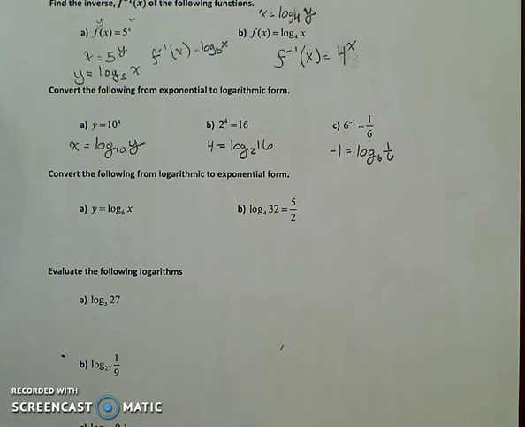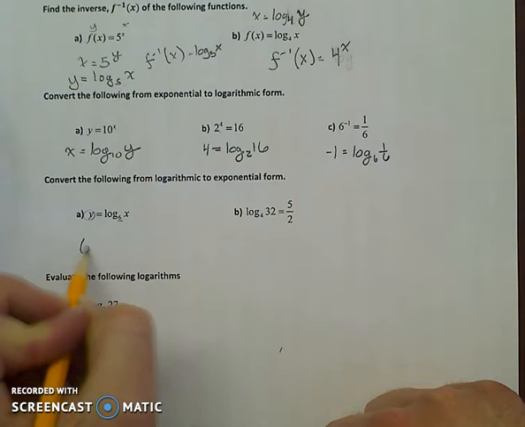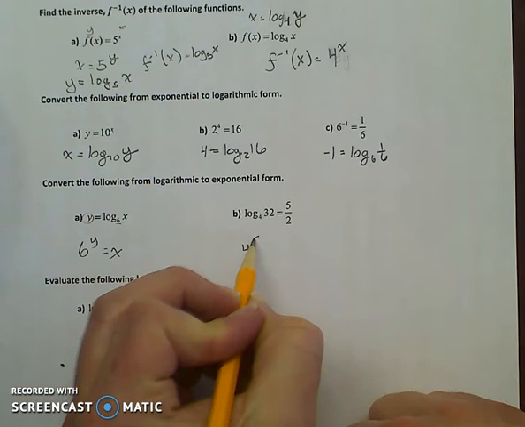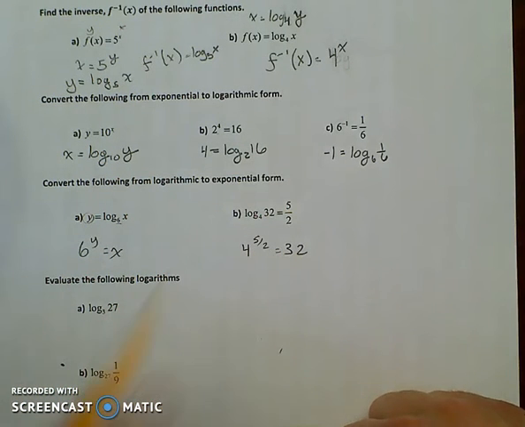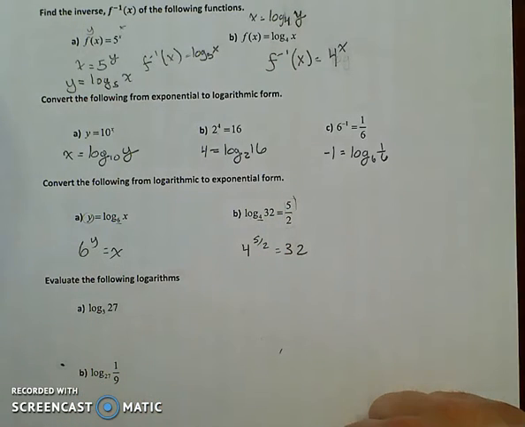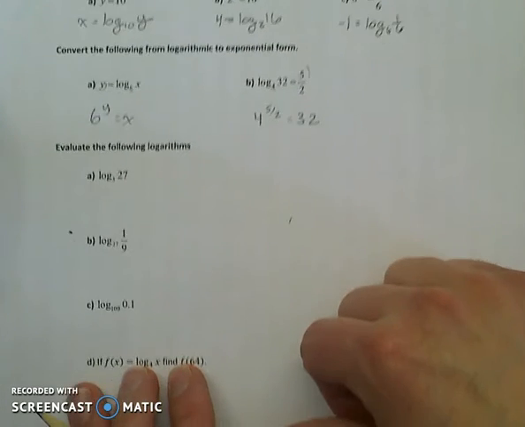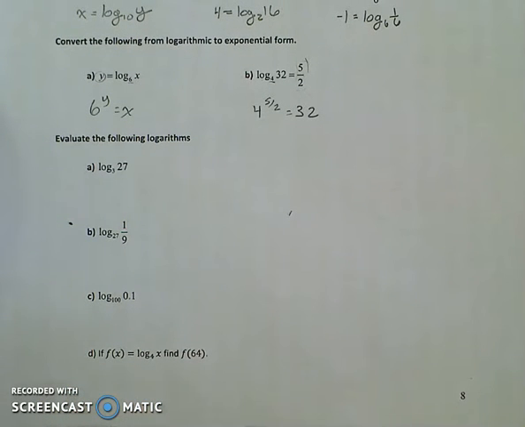So the next part says to switch the other way around. So again, this is the exponent, your base, so 6 to the y equals x, and 4 to the 5 halves equals 32. I hope it's starting to make sense. Base, that is your exponent. The log gives you the exponent. So what I would like you guys to do right now is try to do A, B, C, and D, and see if you can get those correct. Pause it, and then when you unpause it, I'll have the answers.